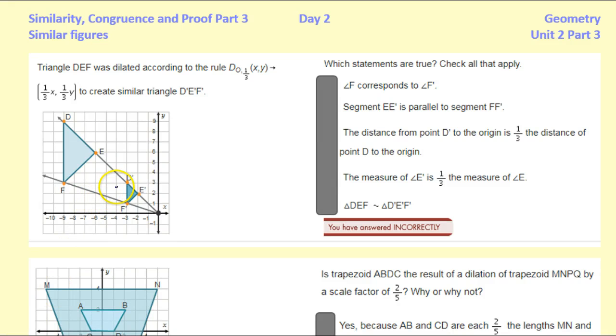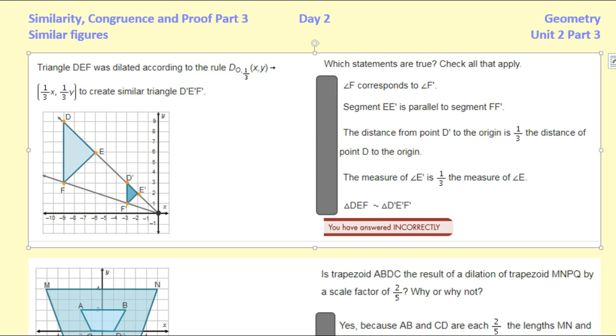Alright, in this video we will be doing several problems relating to similar figures. So, the first problem, triangle DEF was dilated. That means it either got bigger or it got smaller. In this case, it was dilated according to the rule shown here. Now this 1/3 means that the new image will be 1/3 the size of the original image. So it is shrinking by a factor of 1/3.